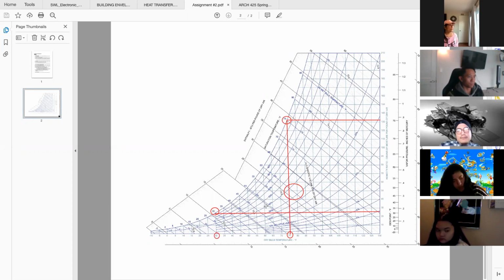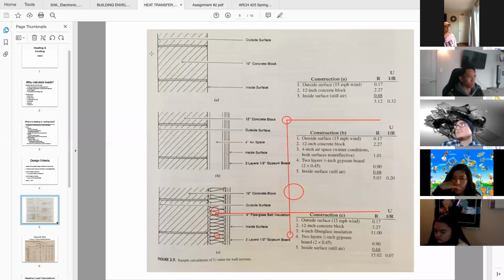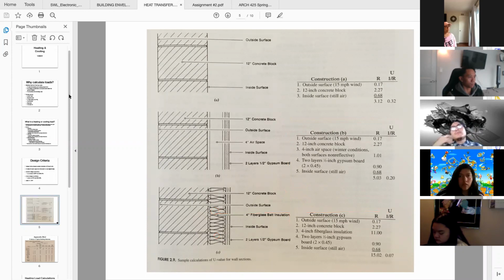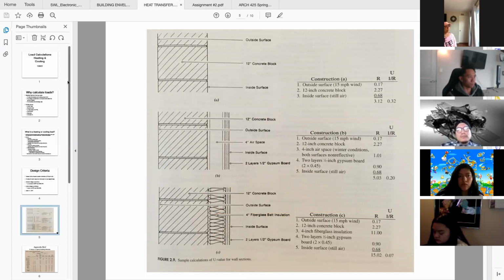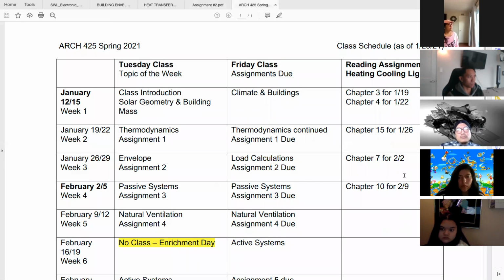Okay. We went over the assignment, talked about some questions, the psychrometric chart. We did heat transfer today. Talked about our loads. They're all drawings. And don't forget to read chapter 7 for next week.